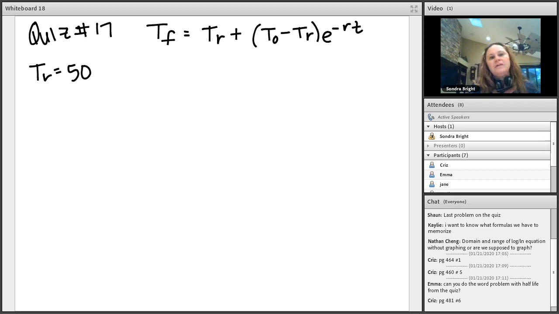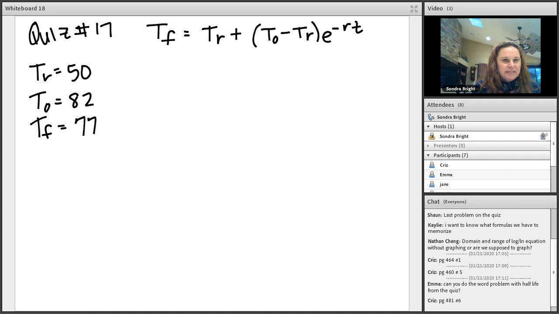And so what they've done is they've given you a final temp and an original temp in order for you to figure out the cooling rate. So the original temperature was 82 degrees. The final temperature, in that 30-minute time, was 77, and the time in between them was 30 minutes. I did it as 0.5 of an hour. So if you did it as 30 minutes, you'll get a very much different rate than me, but it doesn't mean you did it wrong.